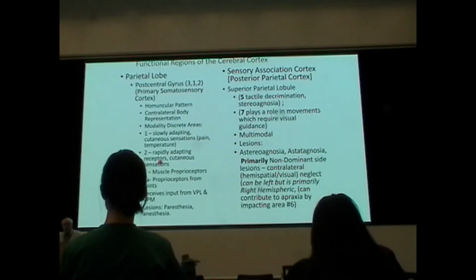Astereognosis, we talked about that. That is the loss of the ability to detect the shape of an object, the shape and texture of an object. Okay, it's also called astereognosis.